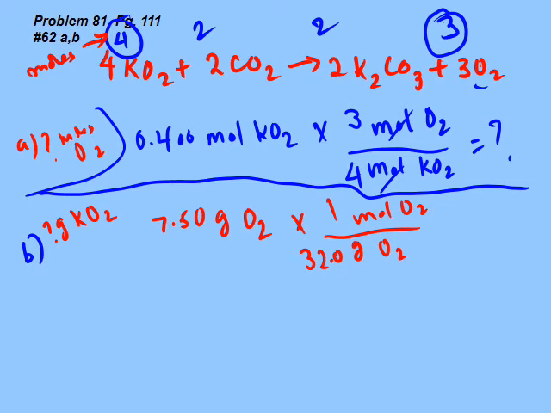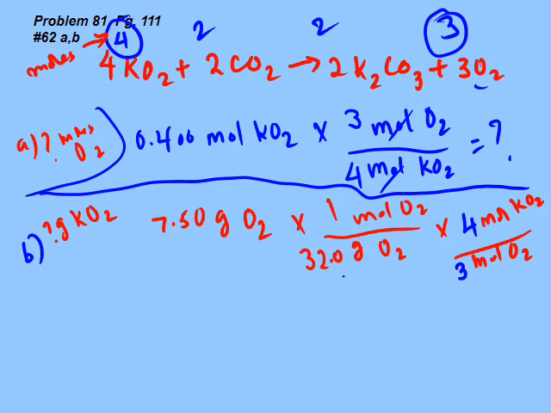The question is asking for KO2. So let's go to KO2 now. From mole of O2, get mole of KO2. Again, this relationship I can find by looking at the balanced reaction. Mole of KO2. So there are 4 moles of KO2 and 3 moles of oxygen.